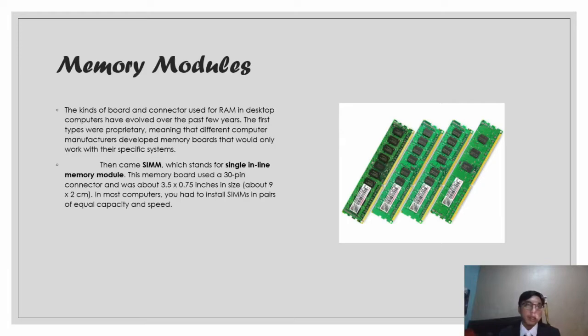Memory modules. The kinds of board and connector used for RAM in desktop computers have evolved over the past few years. The first types were proprietary, meaning that different computer manufacturers developed memory boards that would only work with their specific system. Then came SIMM, which stands for Single Inline Memory Module. This memory board used a 30-pin connector and was about 3.75 inches in size, about 18 centimeters. In most computers, you had to install SIMMs in pairs of equal capacity and speed.